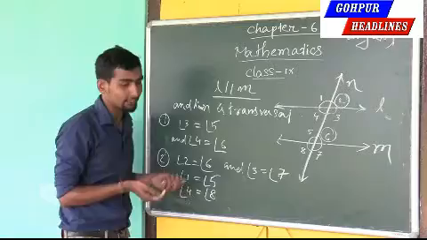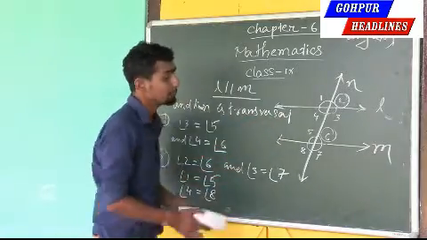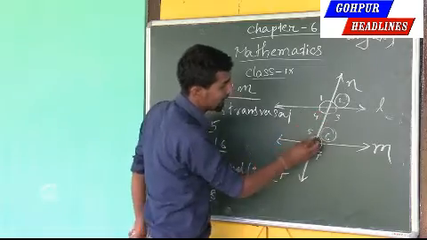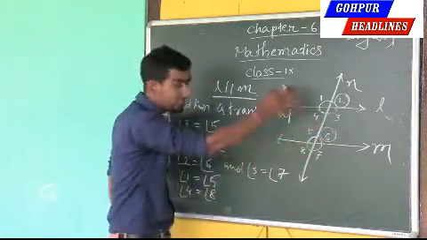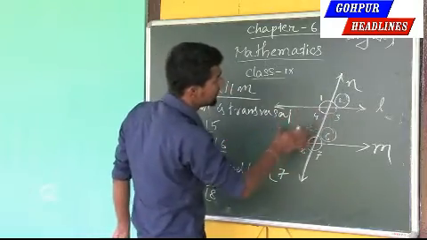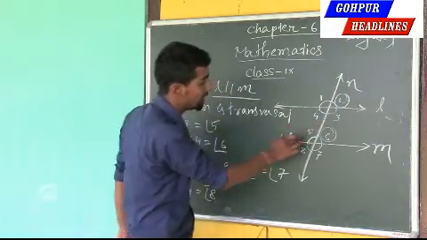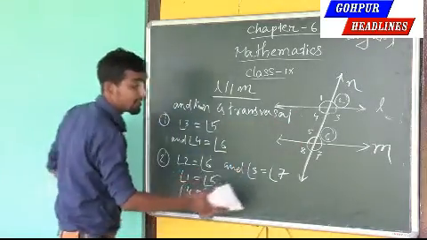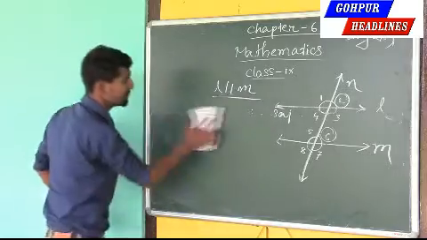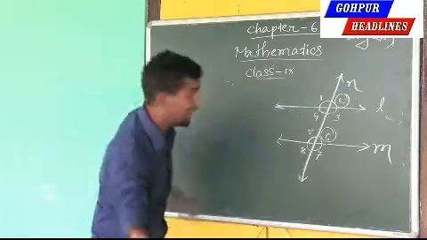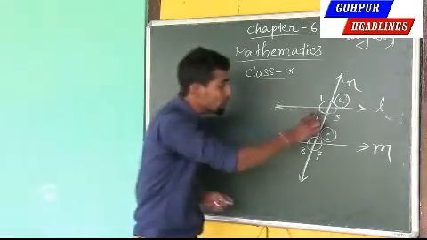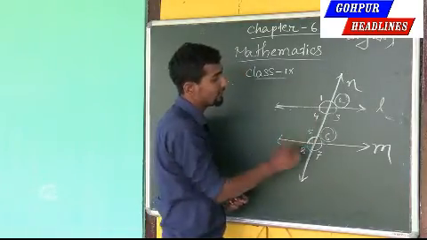After that, the third condition is about the same side of the transversal, this angle 4 and this angle 5. These two are on the same side of the transversal, and they are supplementary. So angle 4 and angle 5 are the conjugate interior angles.